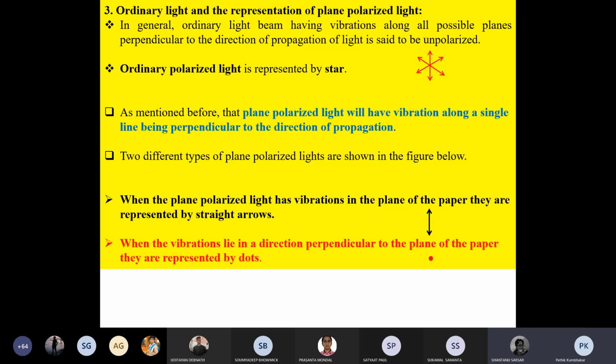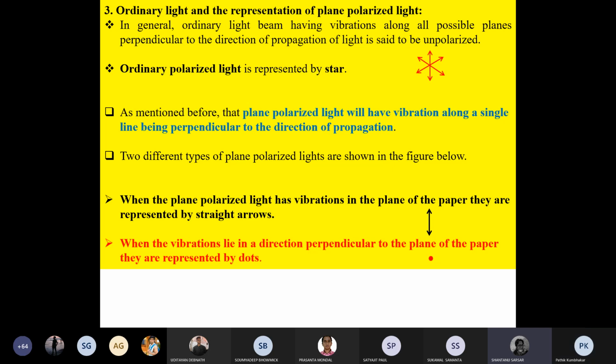Now, in case of plane polarized light, as we told earlier, the vibrations will be along a single line, and that should be perpendicular to the direction of propagation. Like we were telling, electric field vibrating in the xy plane, or electric field vibrating along an axis, say x, or vibrating along y. So these are all linearly polarized light. The electric field will be vibrating along a particular line, perpendicular to the direction of propagation. So the light is propagating perpendicular to this plane, for example.